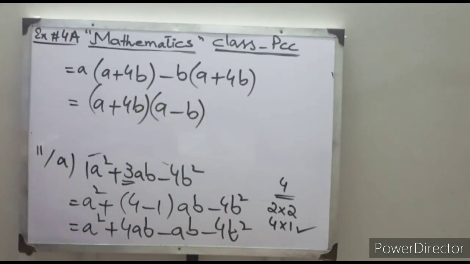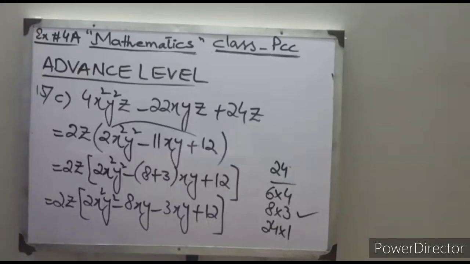This factorization is similar to the previous one, only there is a change. This question contains more than one variable. Now boys, we will discuss the advanced level. In the advanced level, we have the same questions as the previous ones. In the questions, we have to find the product, expansion as well as the factorization.